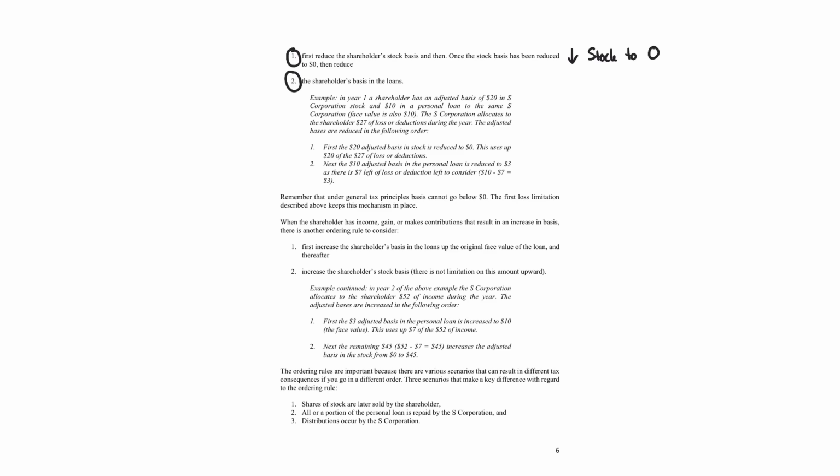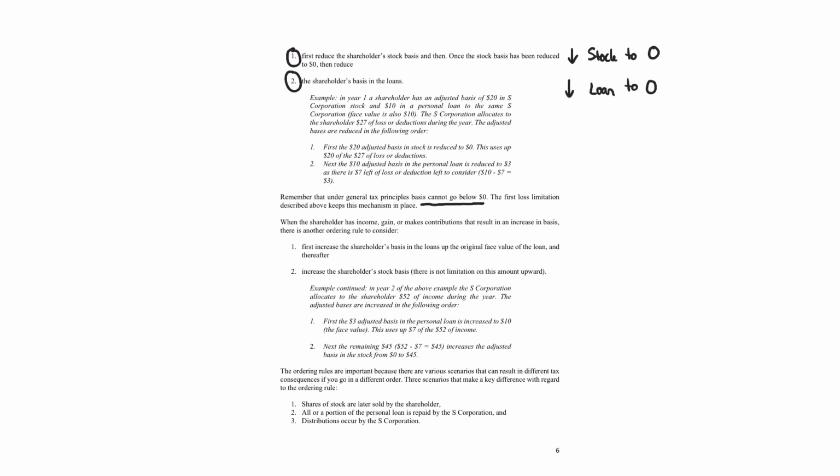Then we reduce the loan down to 0. If we get down to 0 for both, we can't take any of the loss, and this is a mechanism that's in place where it stops the basis from going below 0. Now I have a little example here, and this is an important example.